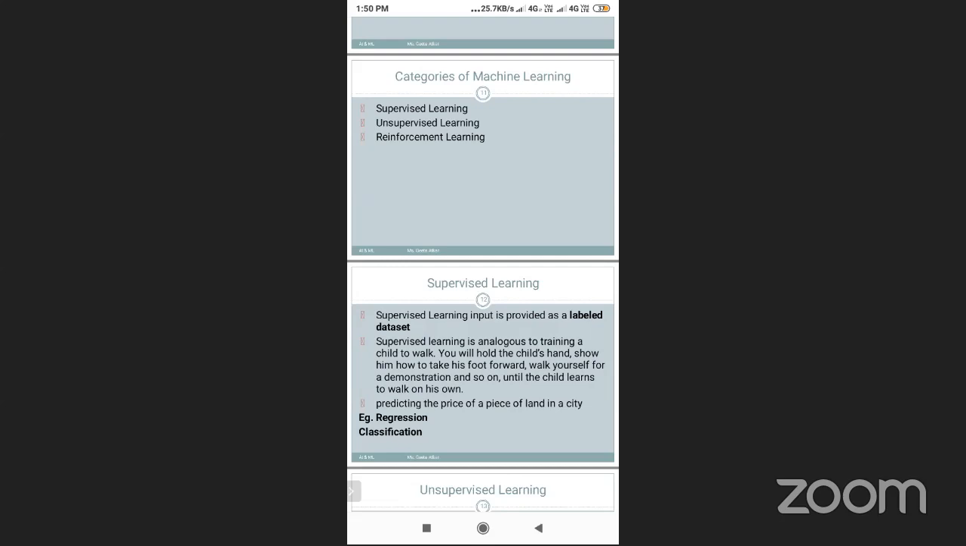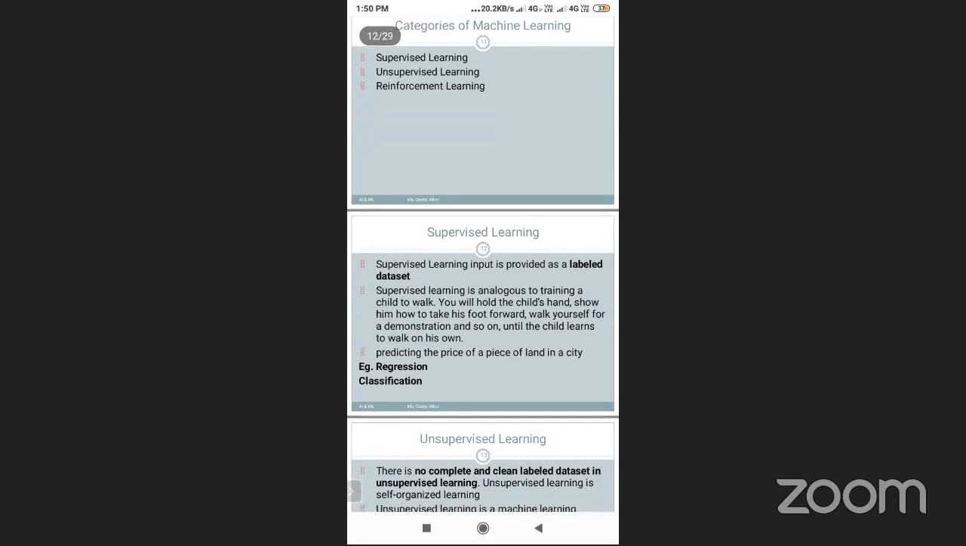So how will this particular system predict? By using the actual rate of the land in that area. Whenever we train the system using the rate of the land, the system will automatically find out the price of the land in the city. And there are two algorithms which come under supervised learning. First is regression and another is classification. These are the algorithms for supervised learning in which we use the labeled dataset.